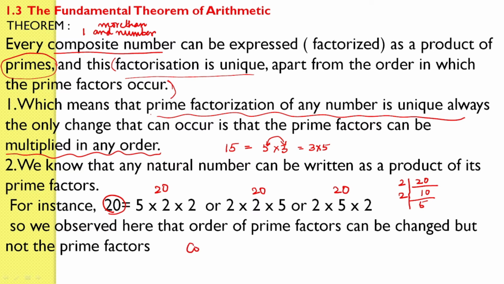This even verifies the commutative property of multiplication. It says that the numbers can be multiplied in any order, but the prime factors are always the same. Only the order changes. So that is what the fundamental theorem of arithmetic tells us.